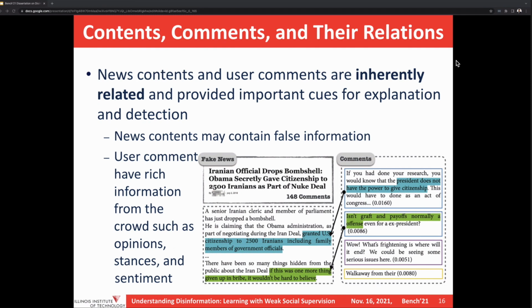First of all, news sentences may contain false information, and some of them are very check-worthy for fact checkers. In addition to that, user comments have additional rich information, such as opinions and additional evidence that can be very helpful. In this example, as shown in the figure, users discuss different aspects of the news. For example, the first comment says the president does not have the power to give citizenship in the US, which directly responds to the false claim on the left side, that the president has granted US citizenship to 2,500 Iranians. So you can see this comment is very helpful to explain the false claim.